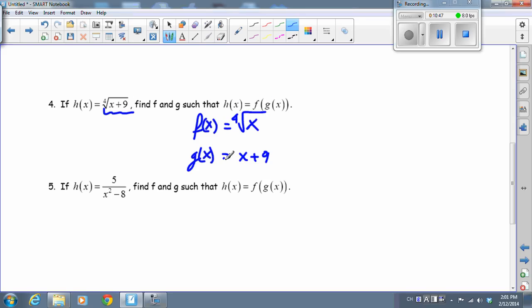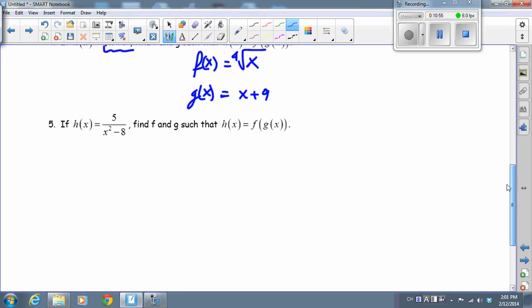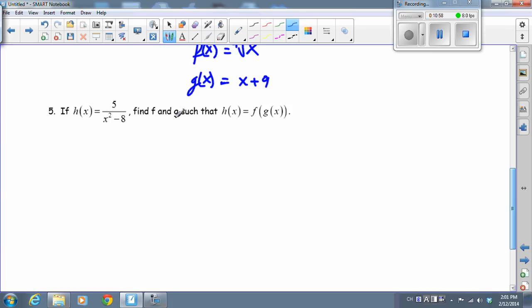So the inside remains the inside and the outside is the outside. That's one way of looking at it. For number 5, it says if h of x is equal to this, find f and g such that f of g of x. Once again, the inside function is g of x. So in this function, it's a rational function. So the inside of the rational function is the denominator. So I will say g of x is therefore equal to my inside, which is x squared minus 8, and f of x will just be 5 over x.